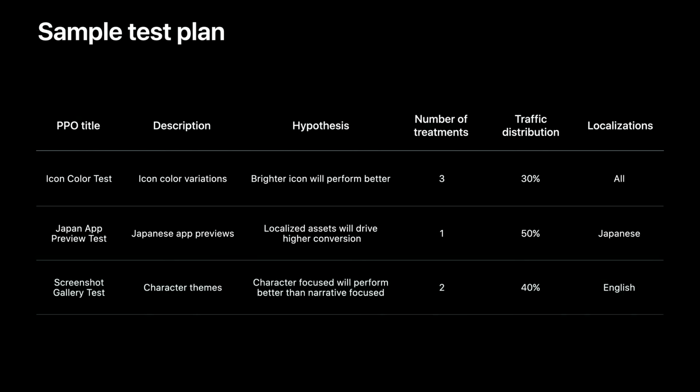The third sample test is testing out different screenshots, to see if character-focused visuals perform better. And in this case, we'll allocate 40% of our product page traffic to our treatments, leaving 60% to our control, which is our original product page.